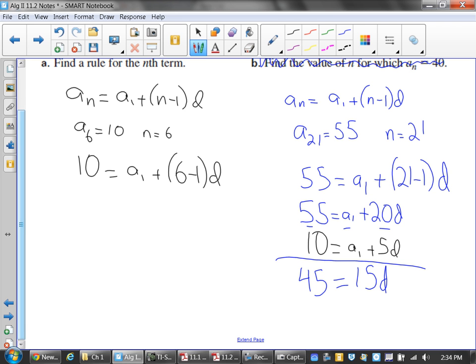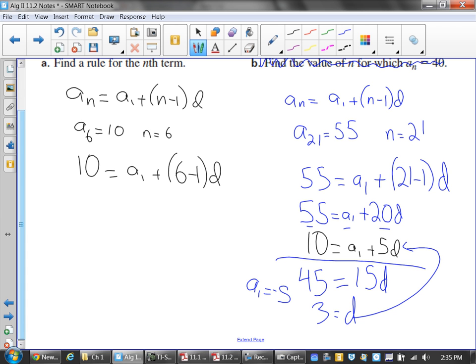What's d? 3. So your common difference is 3. Everybody see that? How do you find your first term then? You plug d into an equation. Substitute d back in here. So what's 5 times d? 15. 15 plus what is 10? Negative 5.